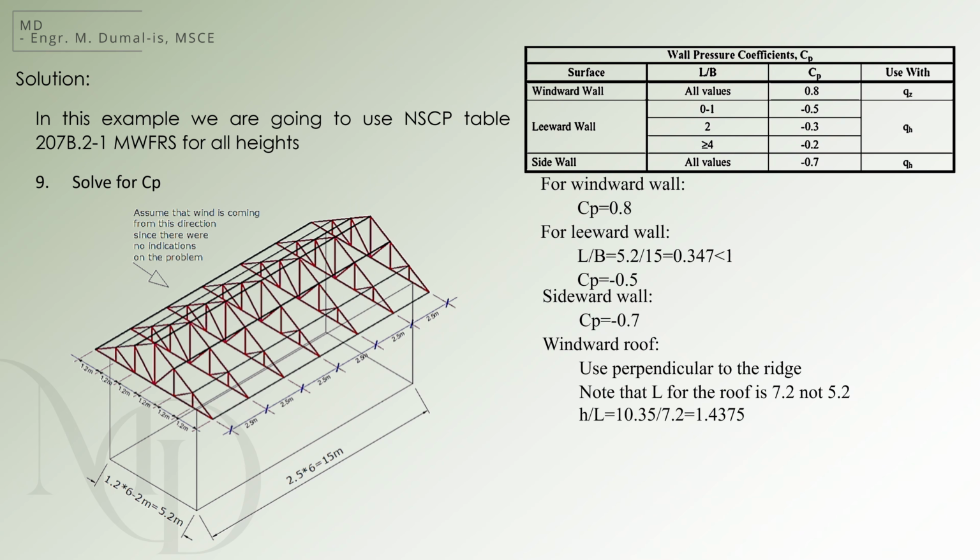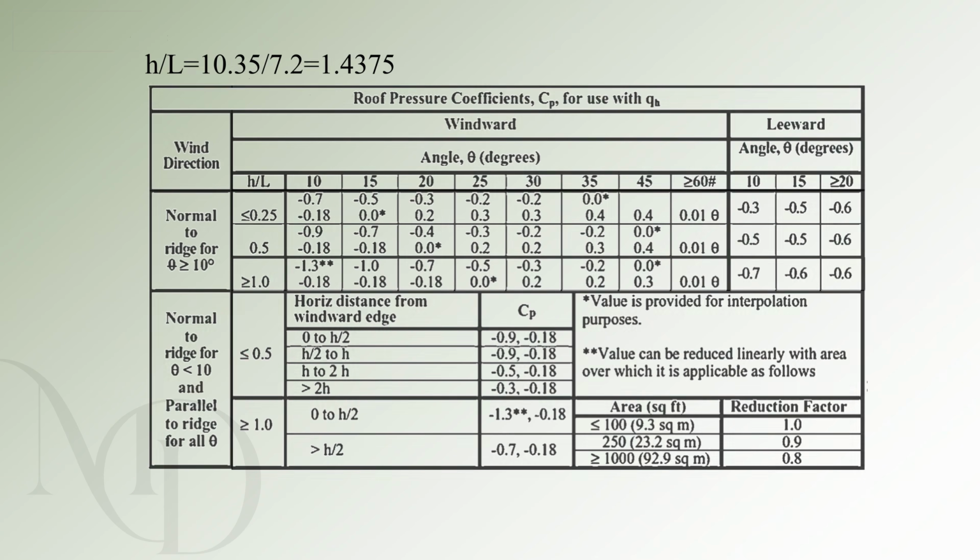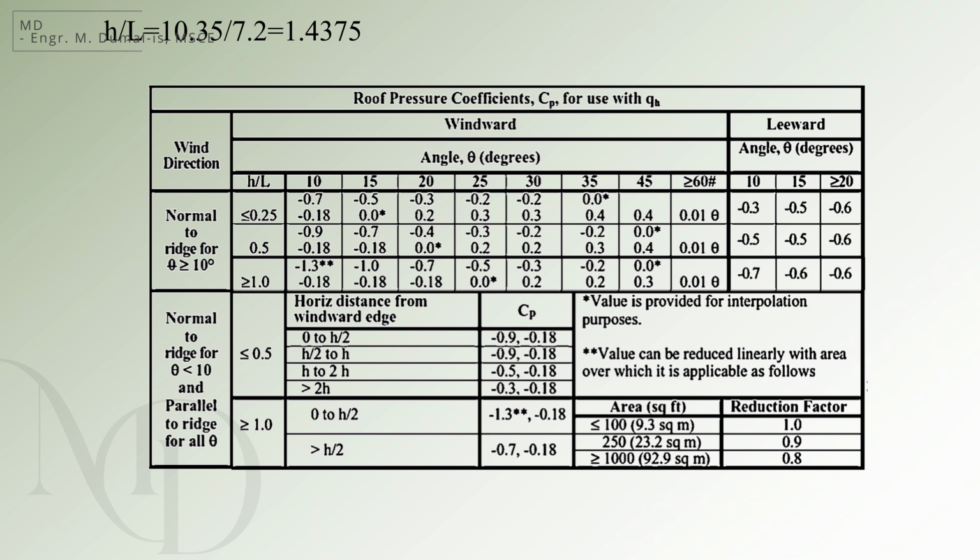Using H equals 10.35 meters and roof L equals 7.2 meters, the ratio H over L is 10.35 divided by 7.2, which equals 1.4375. For the roof, the key parameter is the ratio H over L, which we just computed as 1.4375. Use this H over L value to locate the appropriate row in the roof C sub P table. The table is organized by H over L ranges and by roof slope.